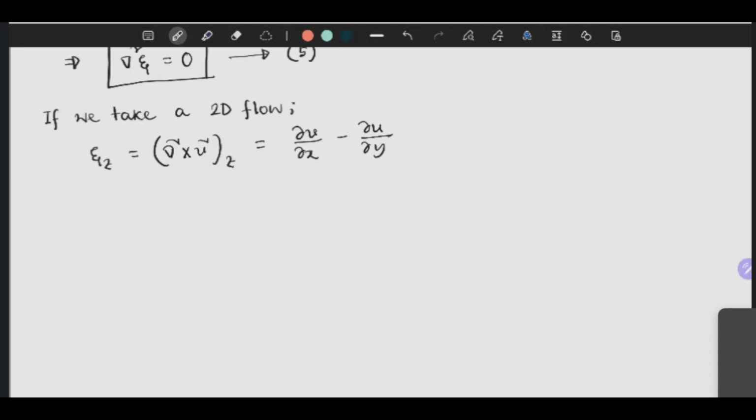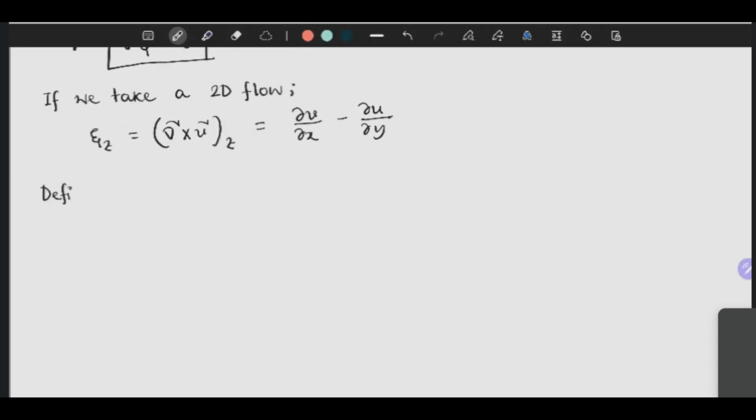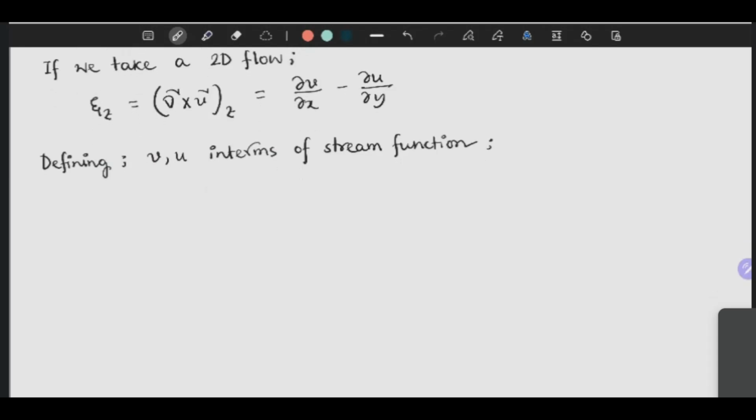Now if you define the components U and V in terms of the stream function, then you can write U is equal to delta psi delta Y and small v is equal to minus delta psi delta X, so that you can easily write divergence of V is equal to 0.